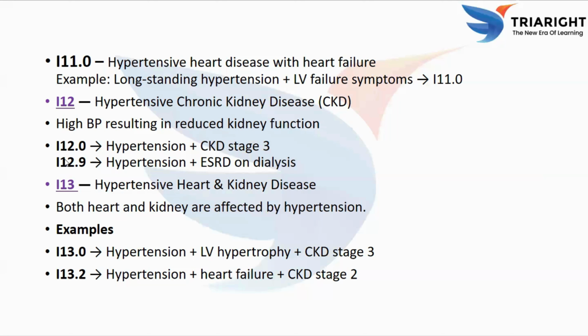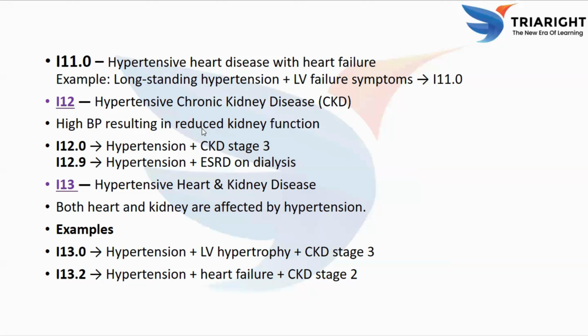So what are the subcodes of this I12? I12.0 and I12.9. So I12.0 describes hypertension and also chronic kidney disease stage 3, that is moderate kidney damage. In I12.9, hypertension plus end stage renal disease, nothing but the sixth stage. There are 5 stages, and the stage next to the fifth stage is the end stage.